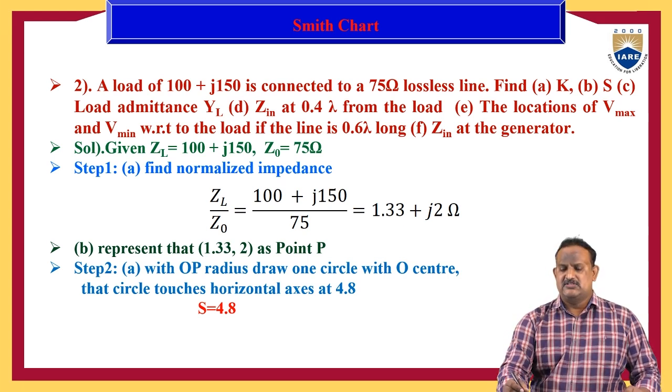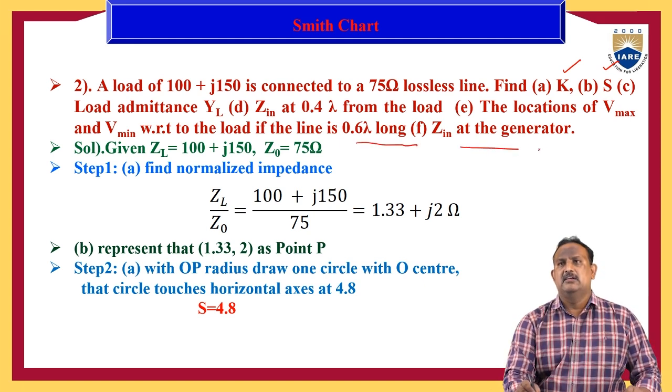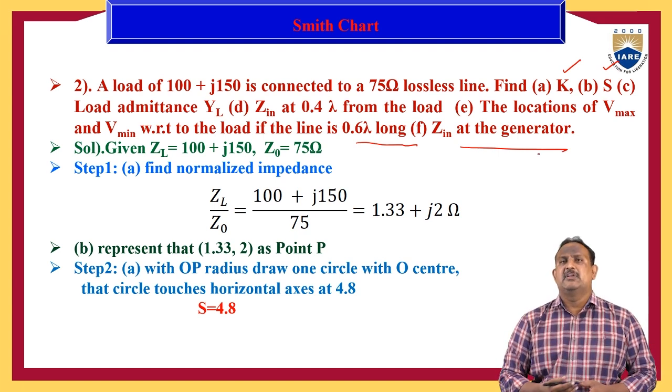Then find the reflection coefficient K, then the VSWR, then the load admittance YL, Zin at 0.4 lambda from the load, then the locations of Vmax and Vmin with respect to the load. If the line is 0.6 lambda long, then find Zin at the generator. We need to find the different parameters.